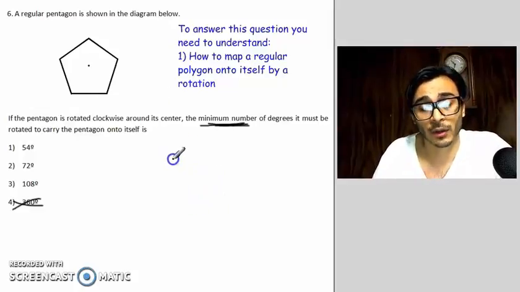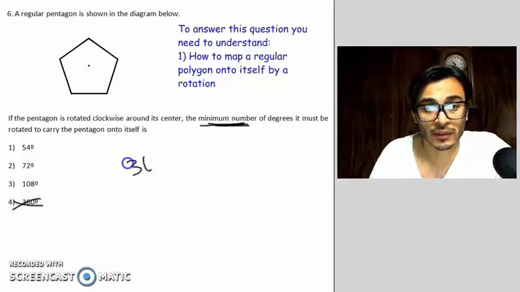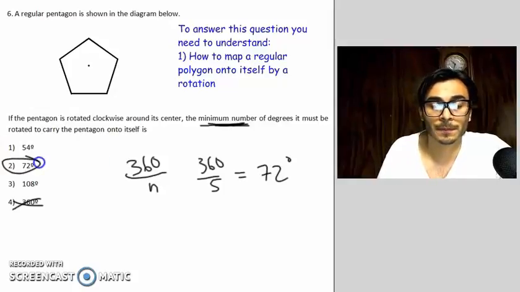Now, how do we find that angle? Well, there's a simple formula, to be honest, and it's just 360 divided by n, where n stands for the number of sides. So that's going to be 360 divided by 5. The answer is 72 degrees.